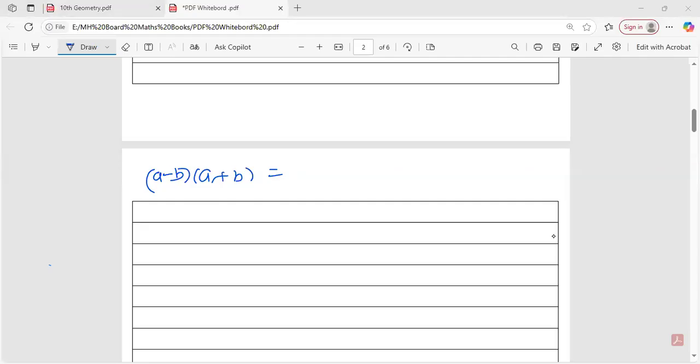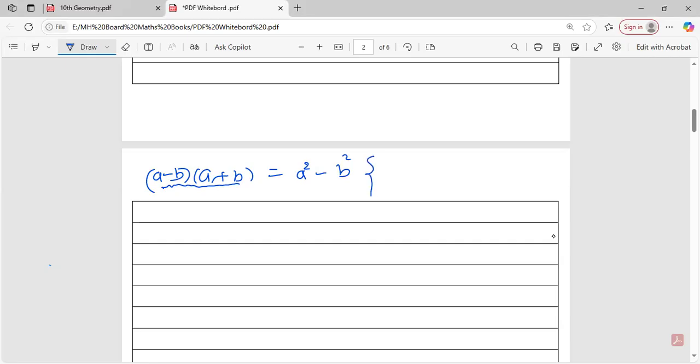So we have this sec theta and tan theta. So what is this identity? (a minus b) into (a plus b) is equal to a square minus b square. Okay, so a square minus b square.